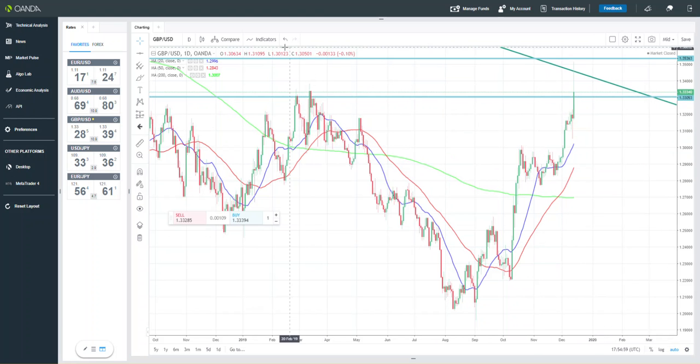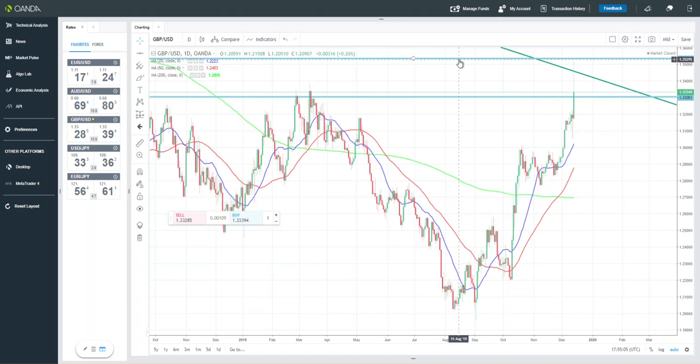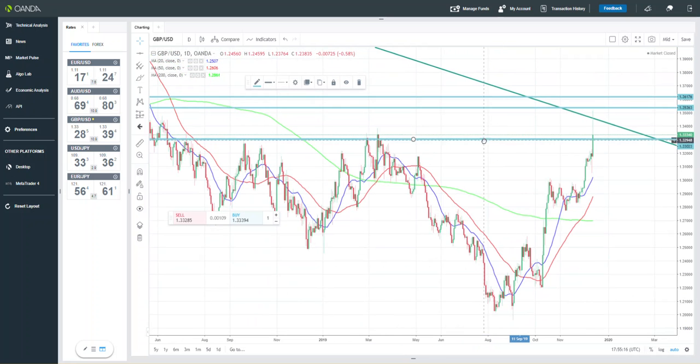But let's go ahead and place our support. So S1, 1.3089. Go ahead and clone that. Never works the first time. There we go. 1.3, oh it did. 1.3089.